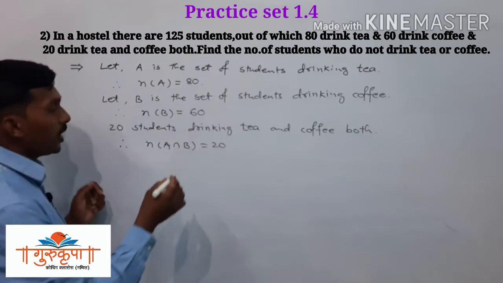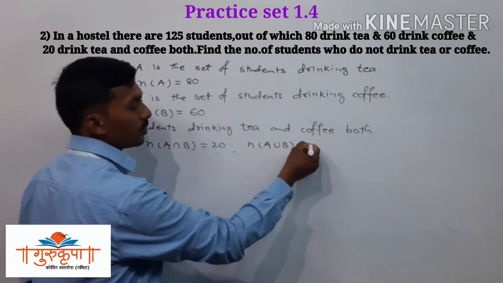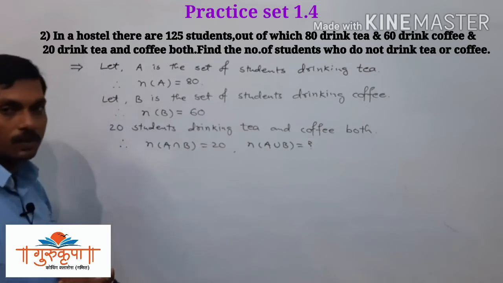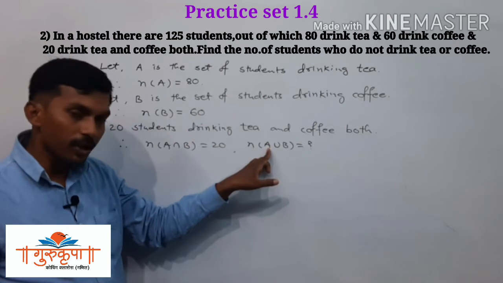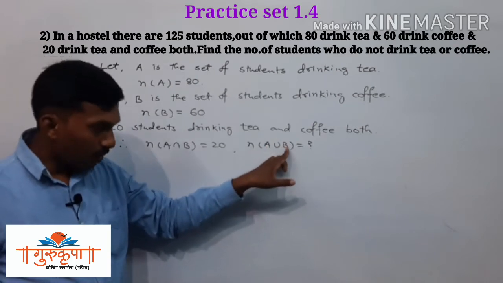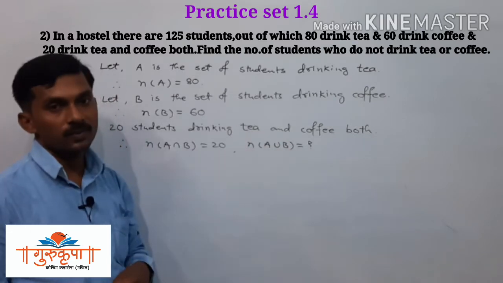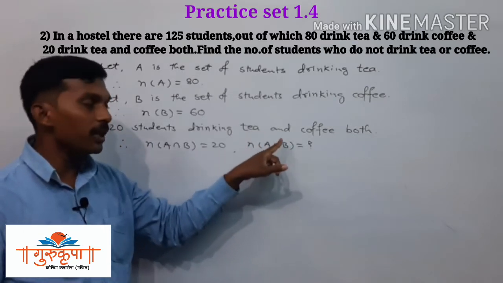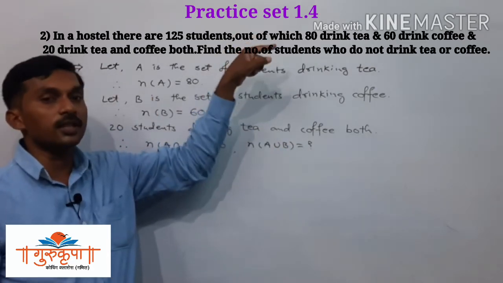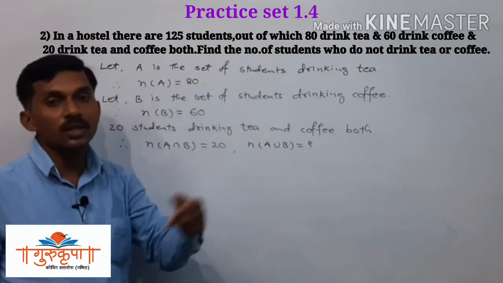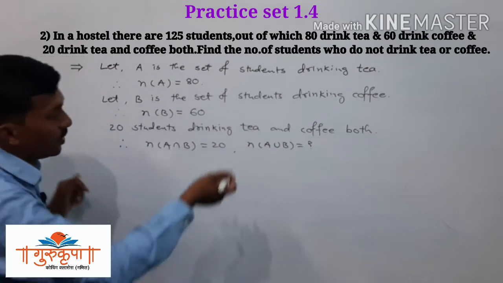So here first we will find A union B, but that is not the answer of our question. Then what is A union B? A union B is the number of students drinking tea, coffee, and tea and coffee both. That is said to be A union B. And then we will subtract that A union B from the universal set to get the number of students which are not drinking tea or coffee.